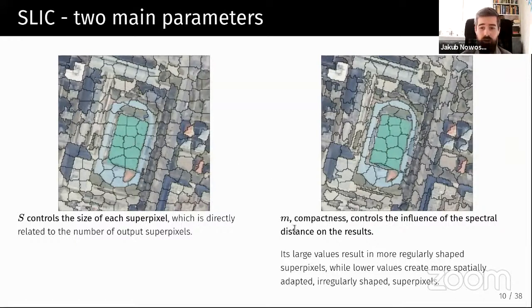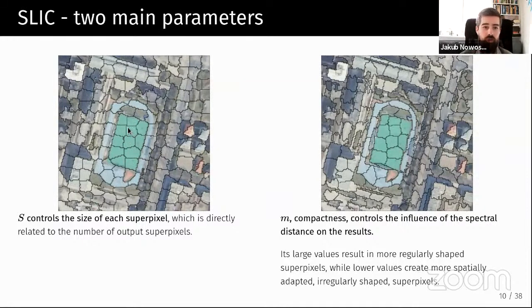The second main parameter is called M, which represents compactness. Compactness is basically a relation between spatial and value distance. So if we want to put more emphasis on the spatial distance, this value should be larger. But if you want to put more emphasis on value distance, then this value could be smaller. And you can see here on the right, compared to the one on the left.